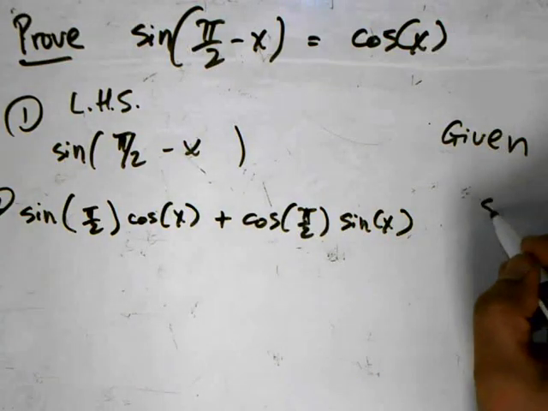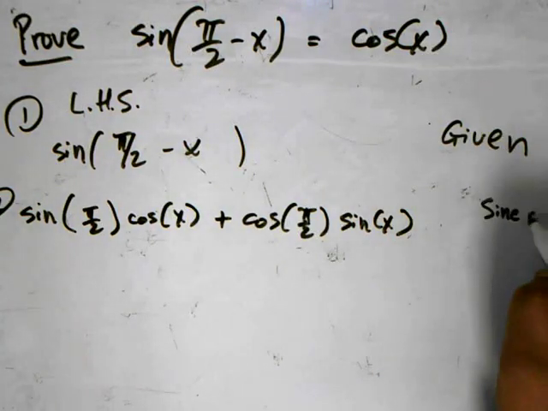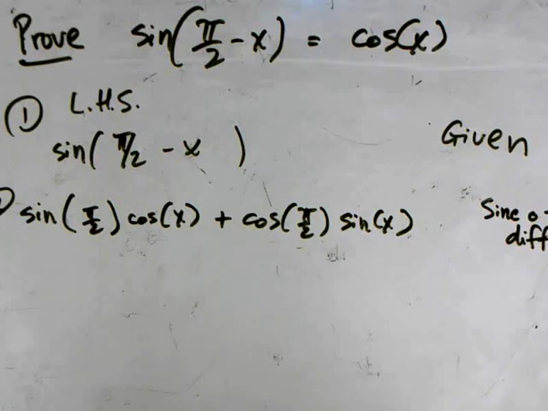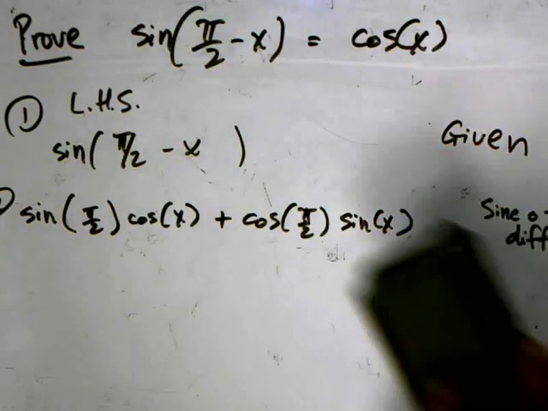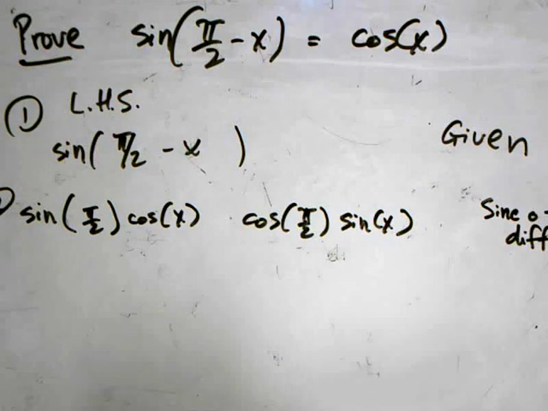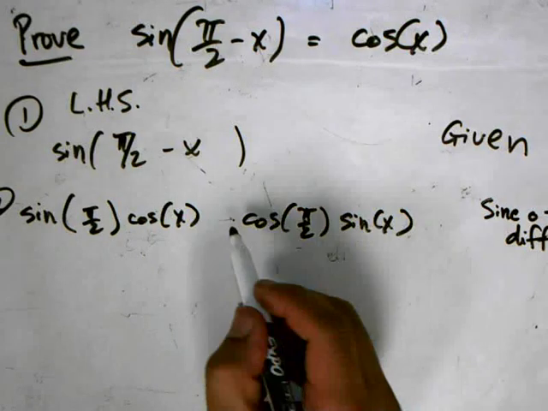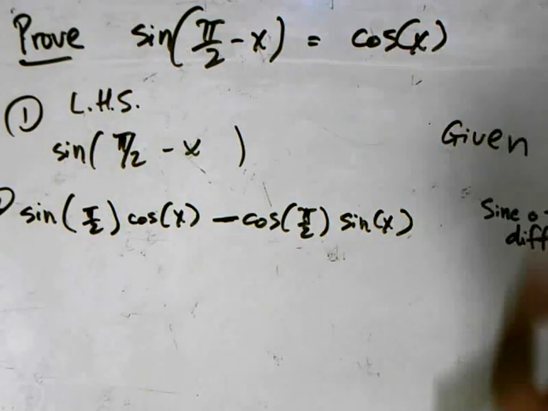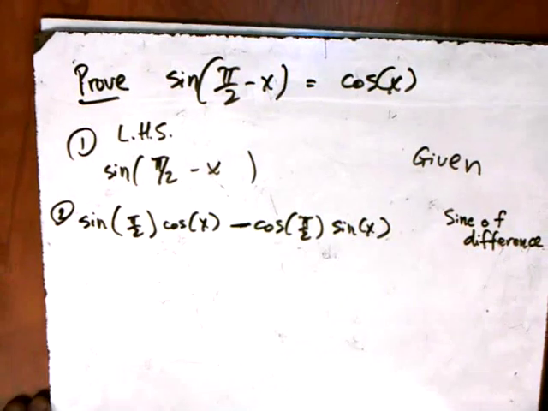And this is the sine of a difference. Oops, I made a slight mistake here. This should be a minus sign instead of a plus sign. So sine of pi over 2 cosine of x minus cosine of pi over 2 sine of x. Okay, that's what the sine of a difference means, not the sine of a sum.